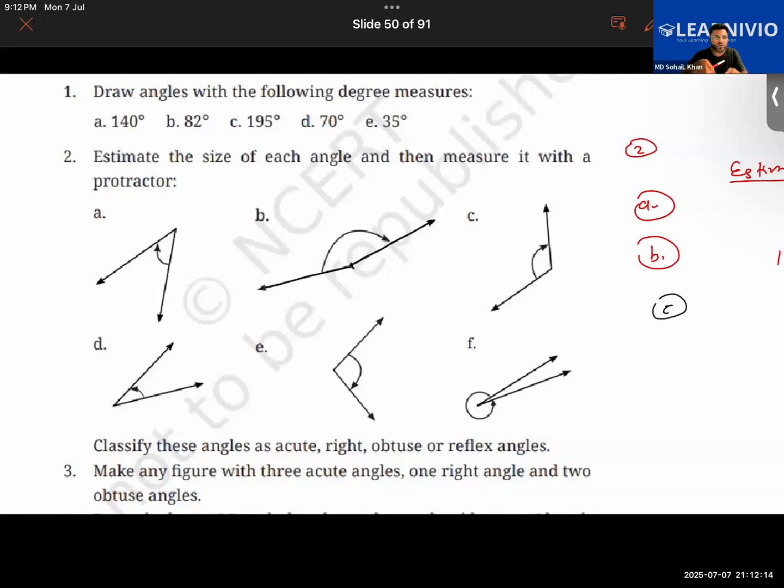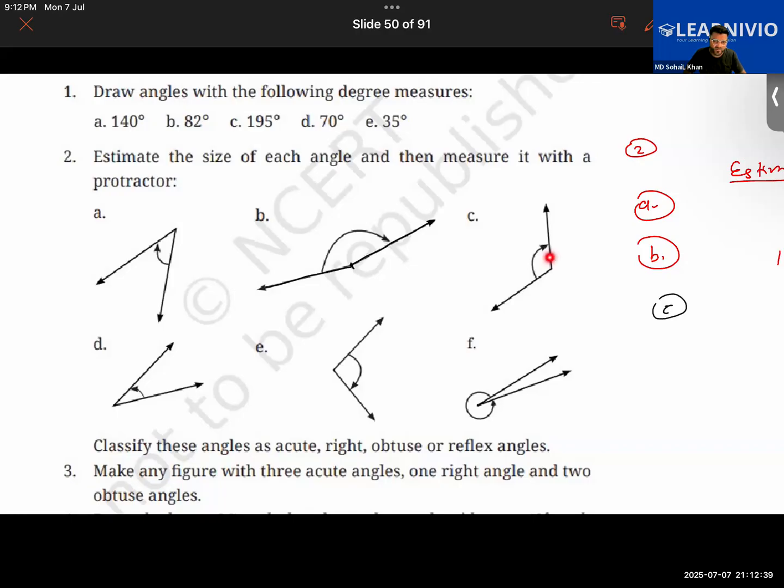If there are two arms of an angle and they are close together like this, it will be an acute angle. If they form an L shape like this, that will be 90 degrees. If they are slightly more bent like this, that will be an obtuse angle. If it is like this, it will be a straight angle. Getting it? So that's the thing over here.